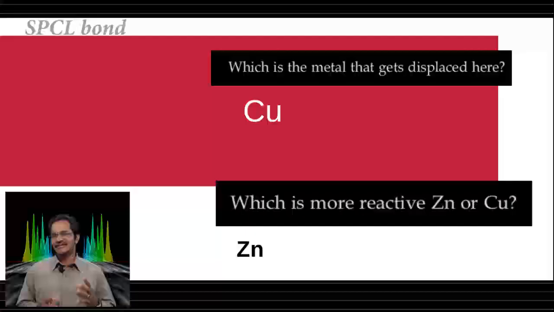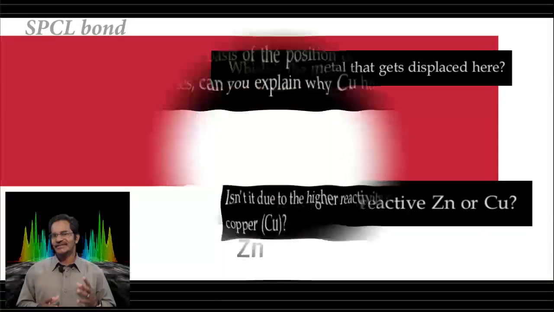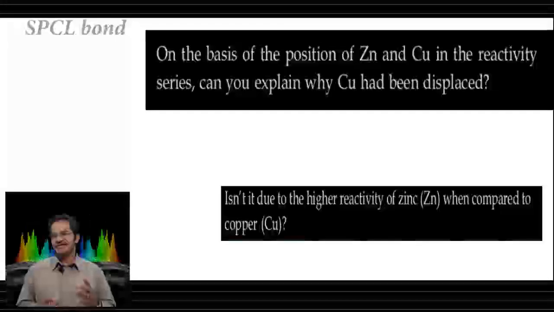Which is the metal that gets displaced here? No doubt copper. The metal which is displaced in this reaction is copper. Which is more reactive, zinc or copper? No doubt zinc is more reactive. So zinc is more reactive, and zinc can displace copper from copper sulfate solution.